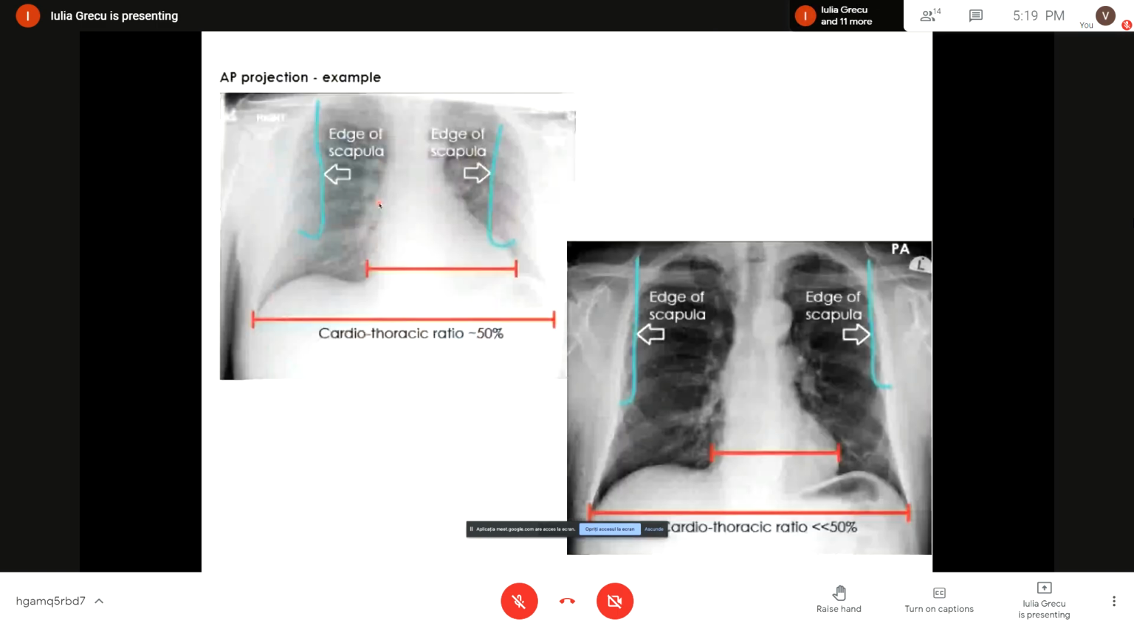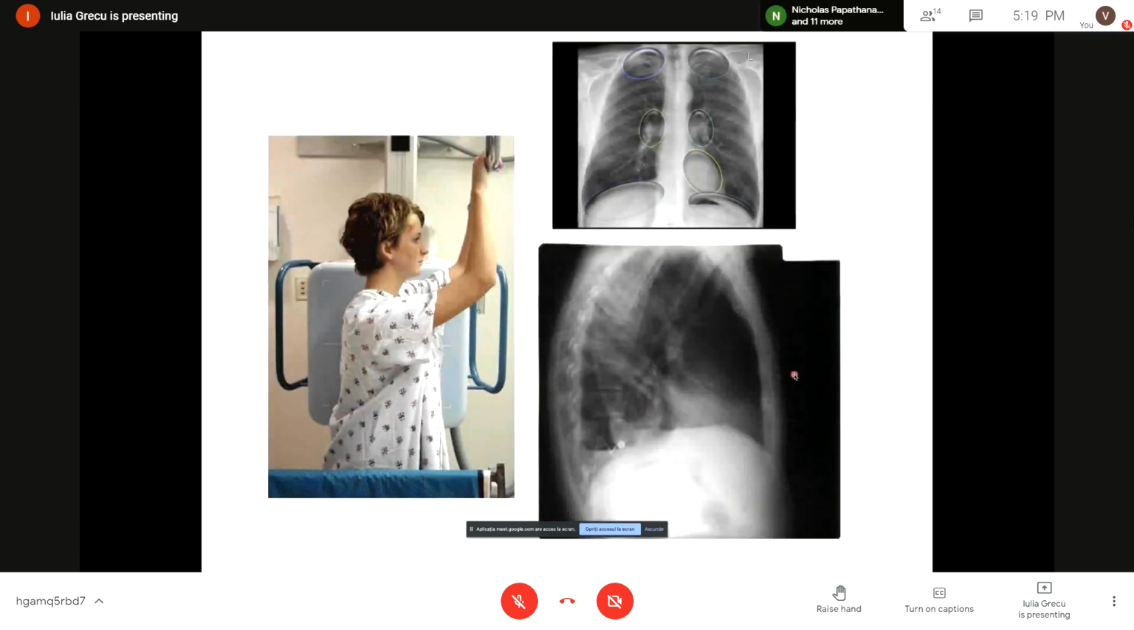Okay, so if we want to determine these fuzzy areas where there are a lot of things projected on top of each other, and we are not sure if they obscure some kind of other problem, we can do a lateral view. This is how it looks. The patient sits with his side connected to the radiologic film, and the radiation beam comes from the other side.